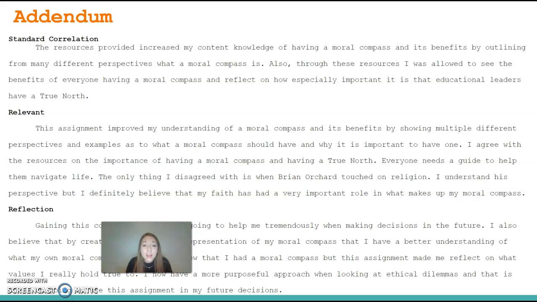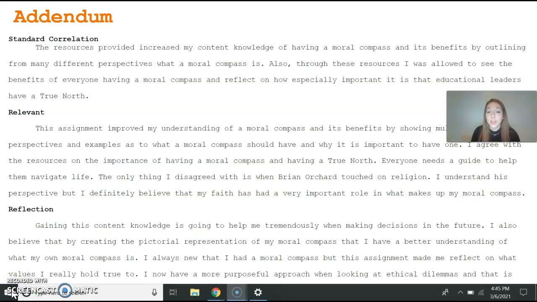My reflection then, basically I'm going to use this. It's already kind of helped my reflection on what I'm doing in my classroom right now, and just really making sure that I know what my moral compass is and what my true north is. And then I really liked actually doing the slide on my moral compass and having to put that together because it really helped me just reflect on what I want to be as an educator and as an educational leader. So that really helped as well.